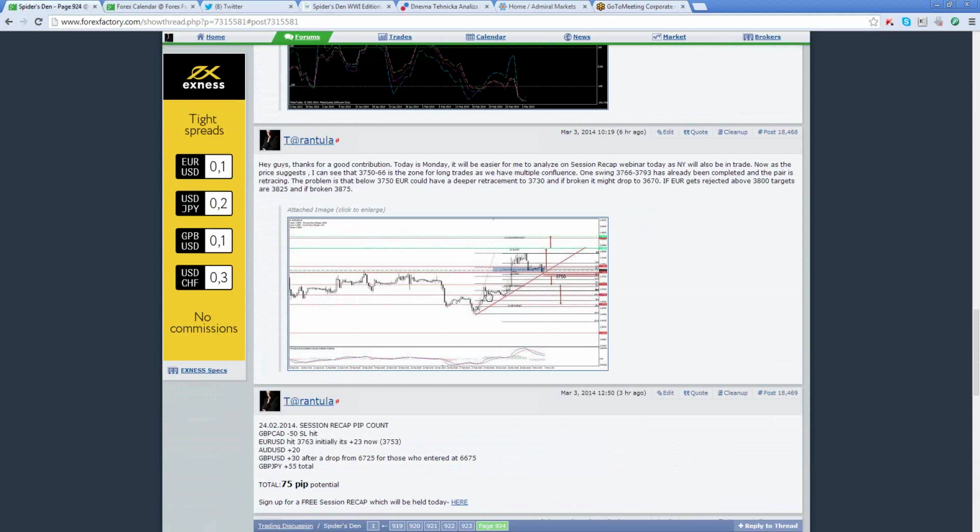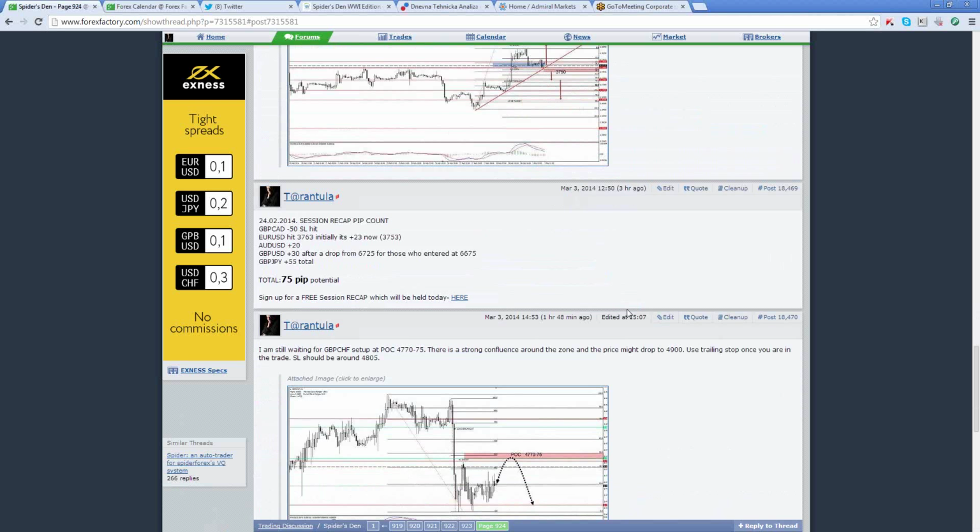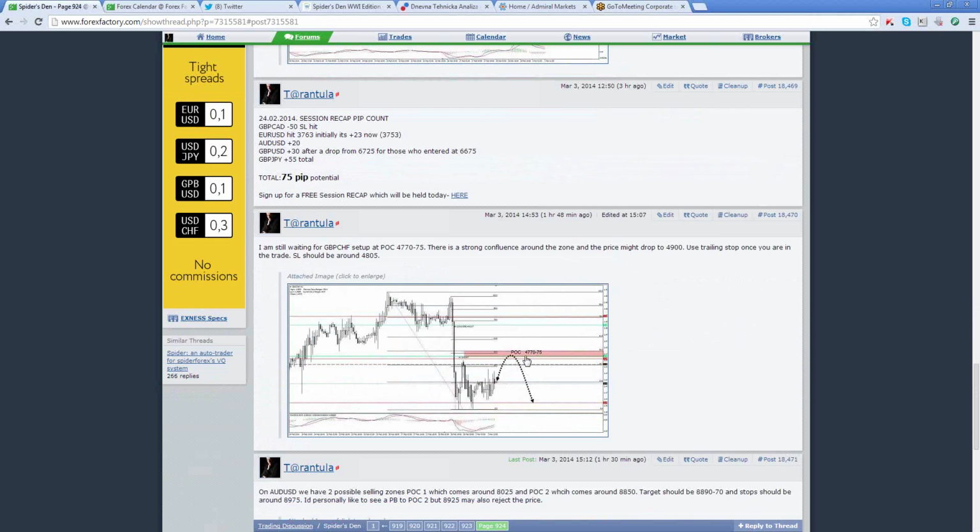This was the Euro dollar setup for today, which, what can I say about Euro dollar? One of the stupidest pairs today. To be honest, I don't know if anyone traded this. This is a nonsense pair really today. Most of them were nonsense pairs, but even GBP Swiss didn't manage to get to this level. I'm really watching this level.